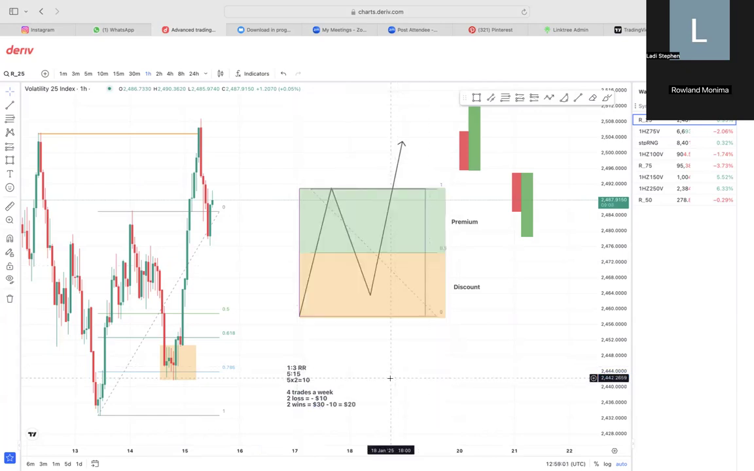This calculation is based on 50-50. You won 50% of your trades and lost 50% of your trades. You close the week with $20. You close the week with profits. So it's a fair deal.